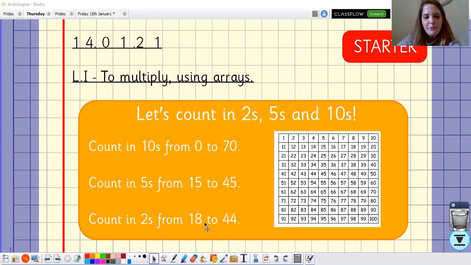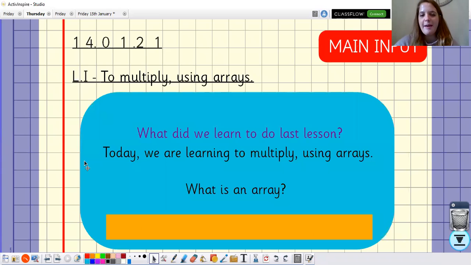And finally, we're going to count in 2s from 18 to 44. Okay, starting at 18, off we go. 18, 20, 22, 24, 26, 28, 30, 32, 34, 36, 38, 40, 42, 44. Well done, everyone.